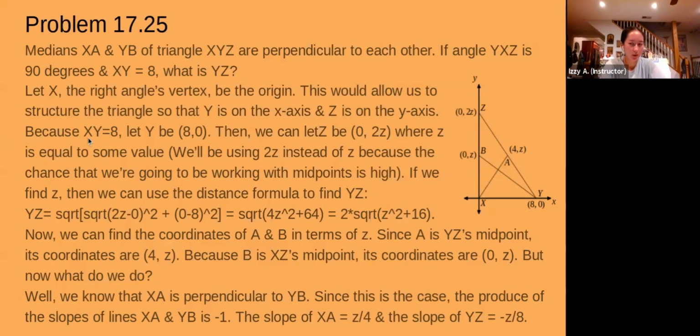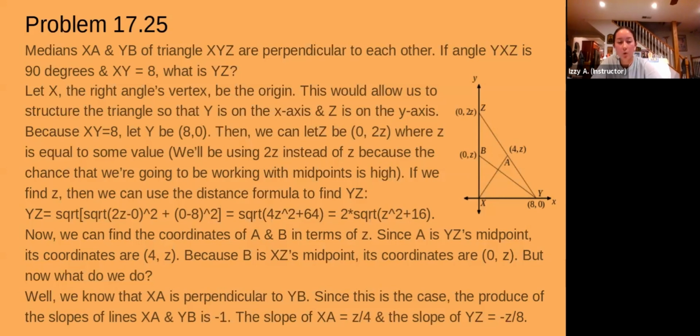so because XY is equal to 8, we're going to let Y equal (8, 0). Then we can let Z be (0, 2z), where z is some value, and we'll be using 2z instead of z because the chance that we're going to be working with midpoints is high since we're dealing with medians. If we find z, then we can use the distance formula to find YZ. So YZ is equal to the square root of (2z minus 0) squared plus (0 minus 8) squared. And that's going to be equal to the square root of 4z squared plus 64, which is equal to 2 times the square root of z squared plus 16.